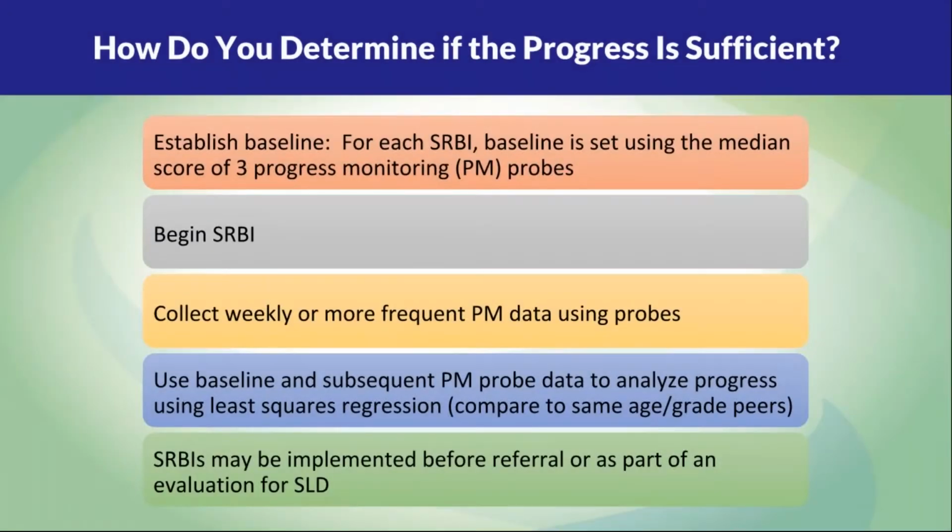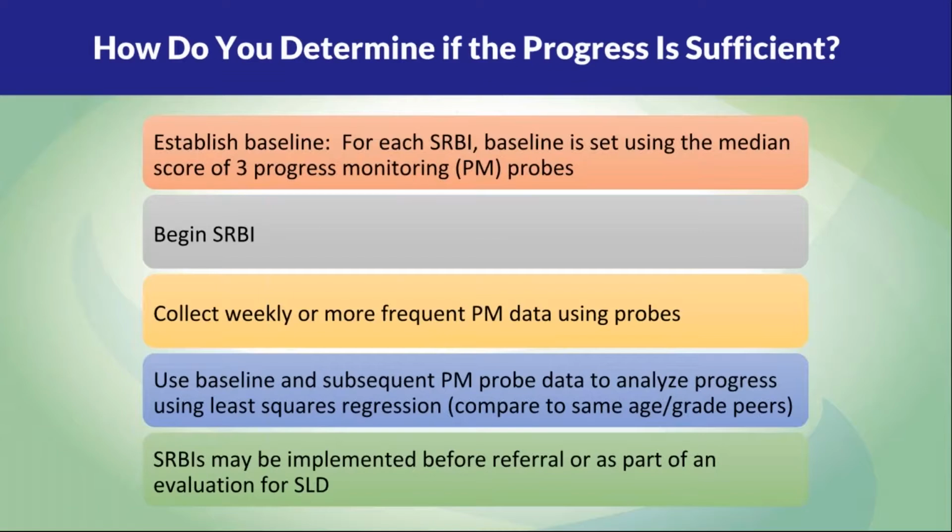So how do you determine if the progress is sufficient? They're in this intervention, and how do I know if the progress they're making is good enough? There's a process for this too. The first thing that you do before a student starts their intervention is you establish what's called a baseline. And the rule is pretty specific about how this happens. You take something called a progress monitoring probe. We're going to dig into that in a couple of slides.